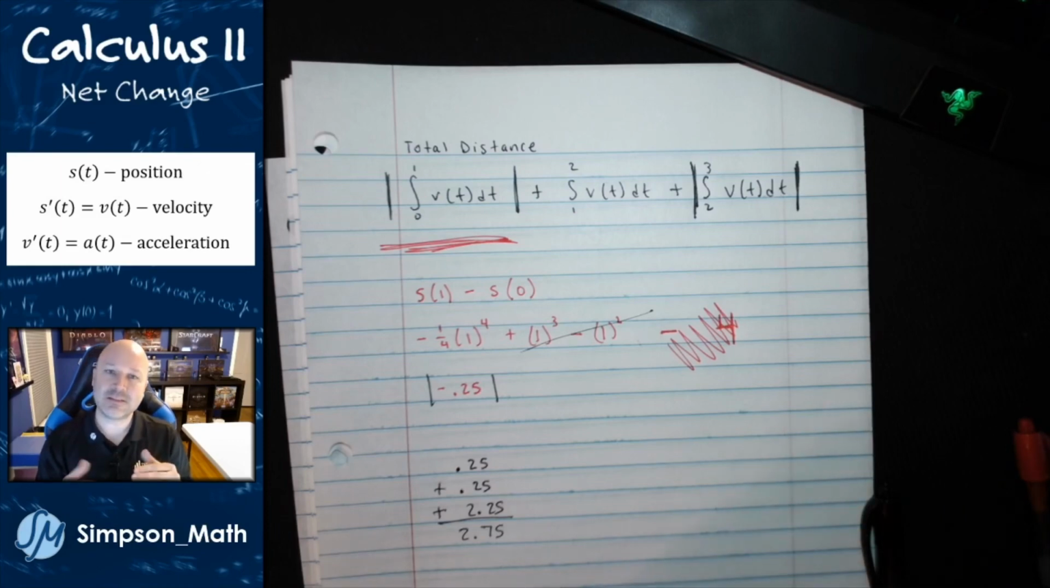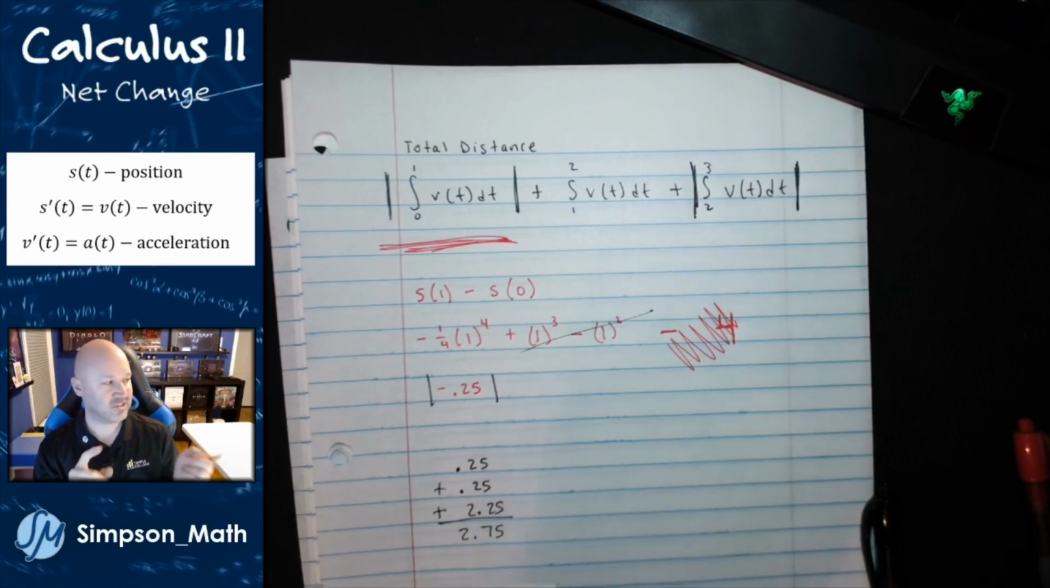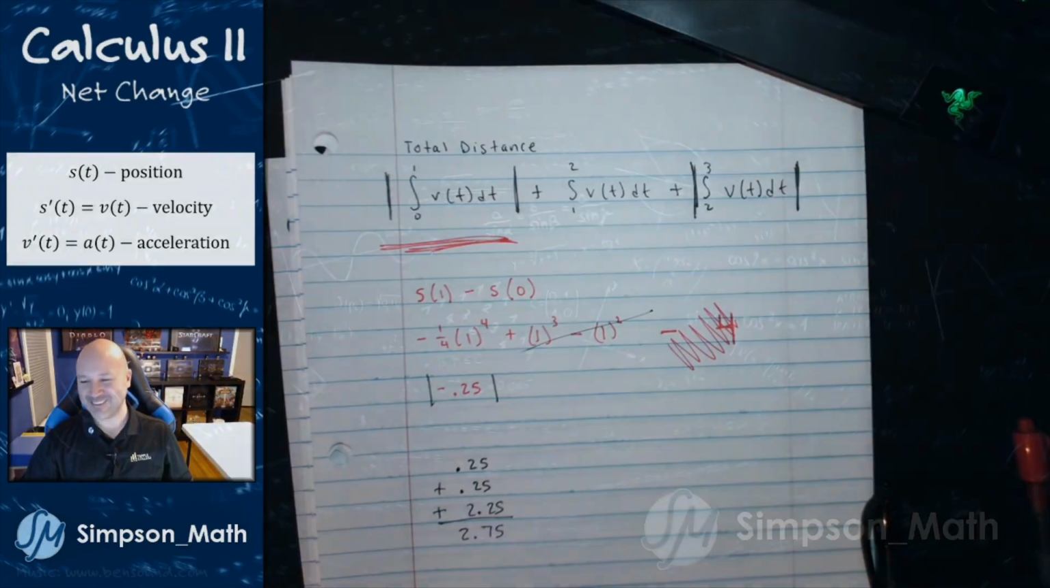Then I went back to the distance idea, the net displacement versus the total distance. For total distance, you have to break up the integral. If you're just asked for displacement, it's kind of easy. You just anti-differentiate. You integrate. Brain dead. Go away. Bye.